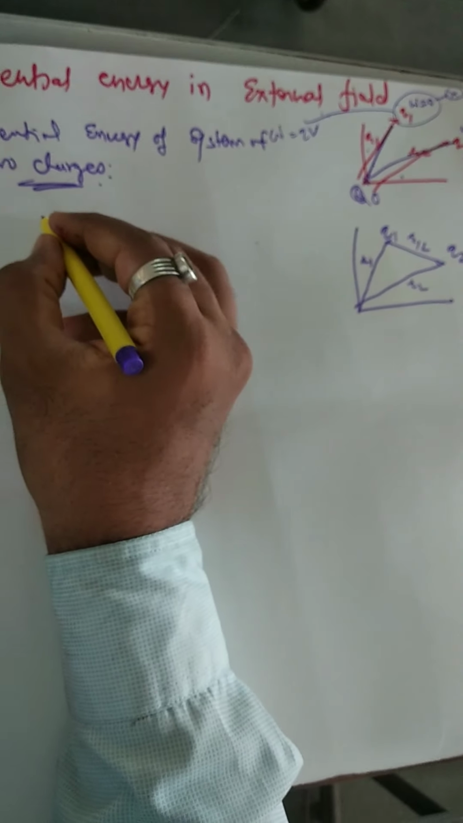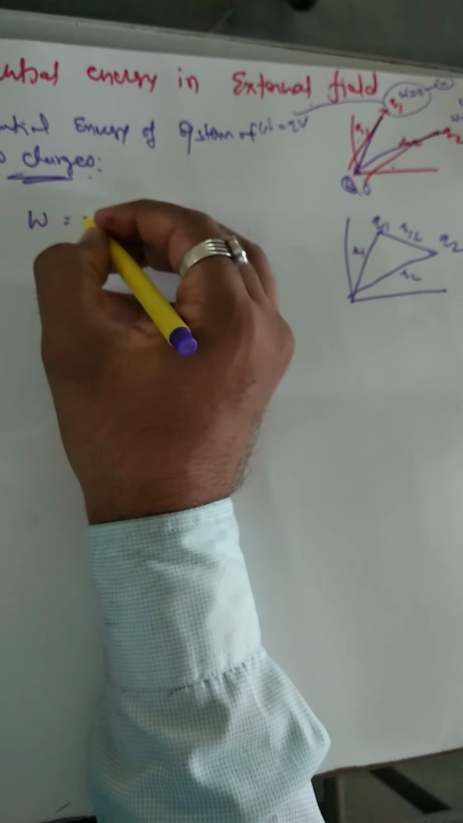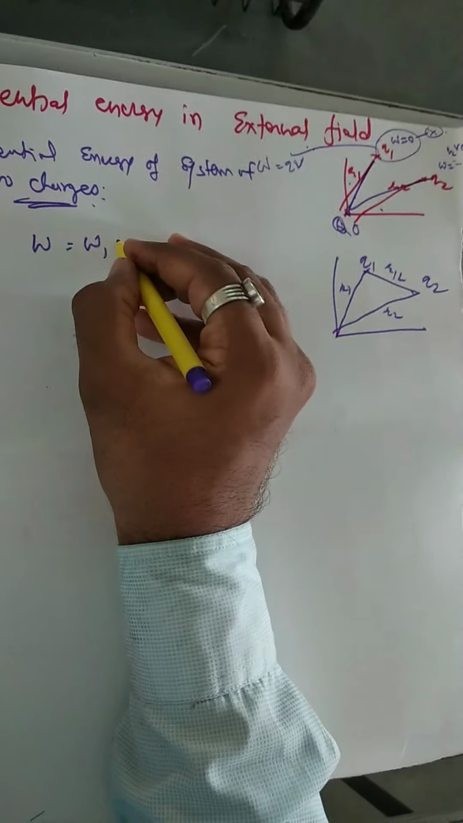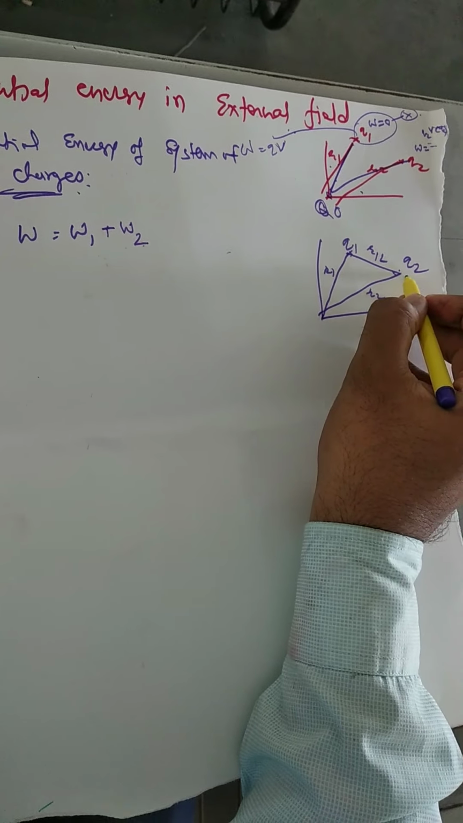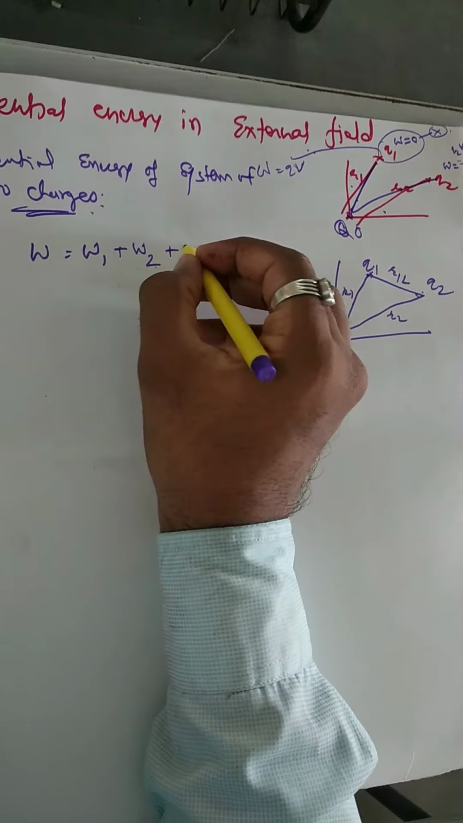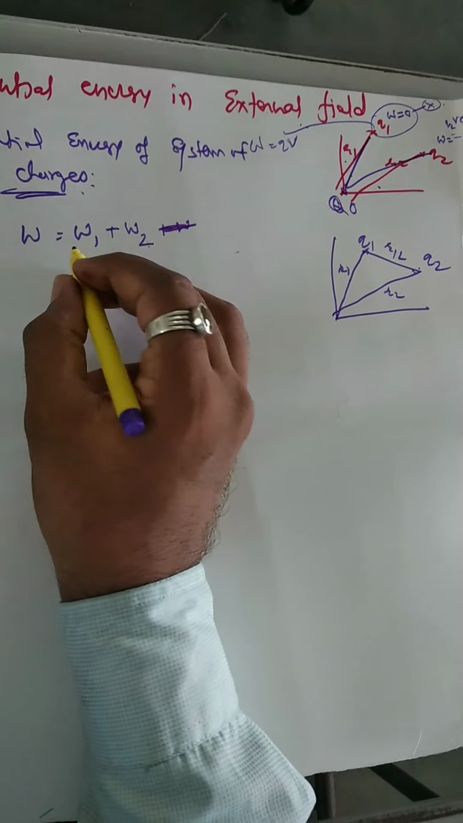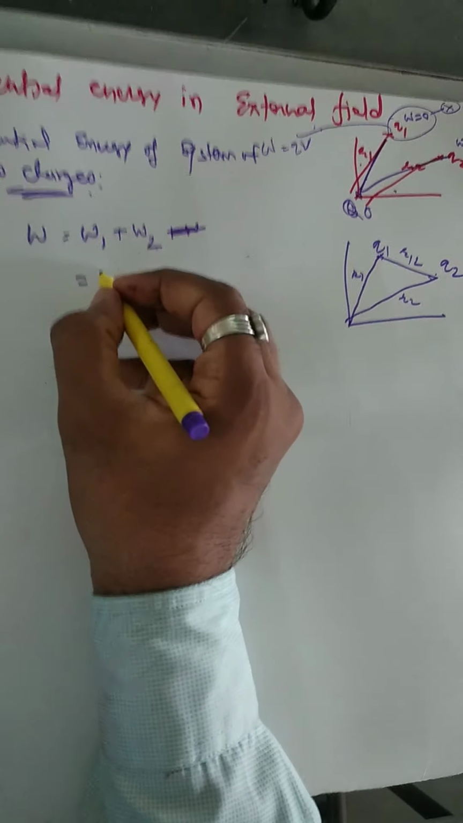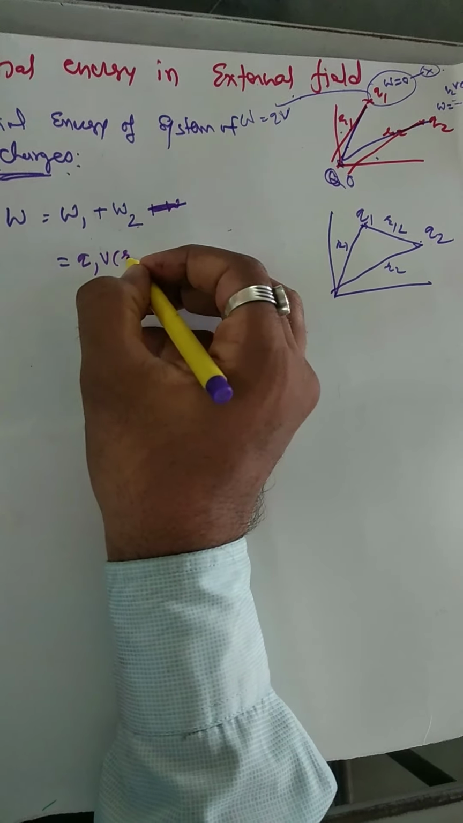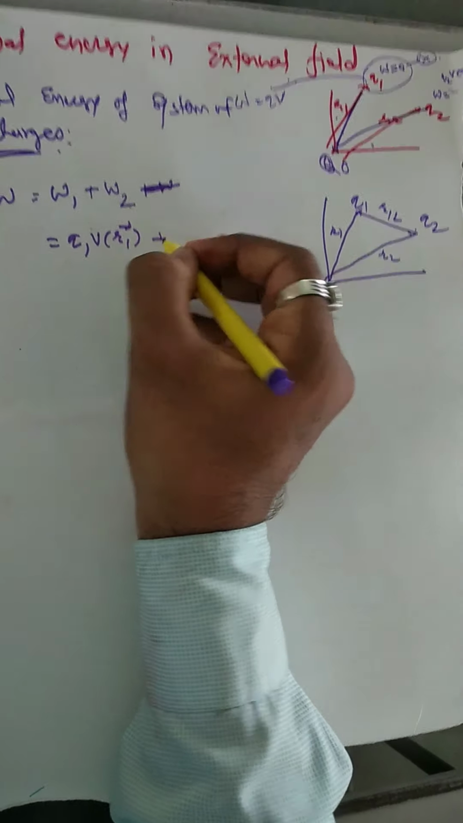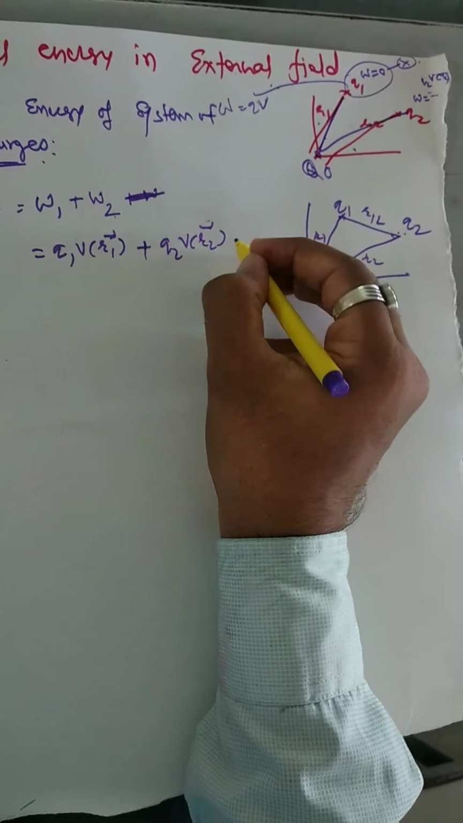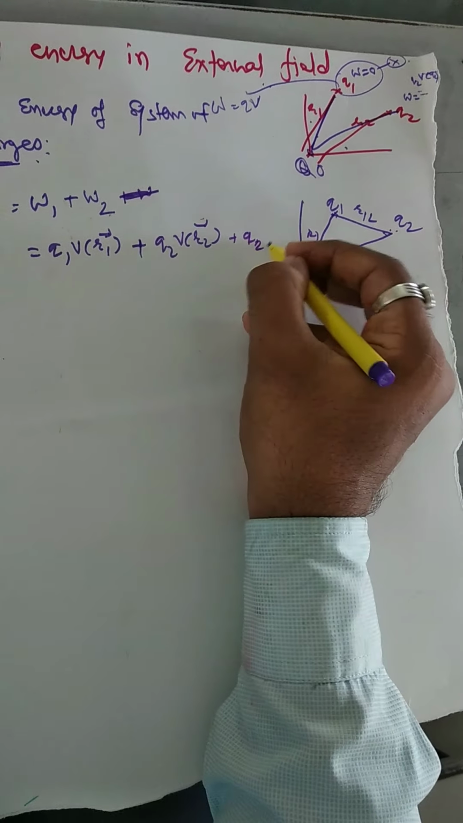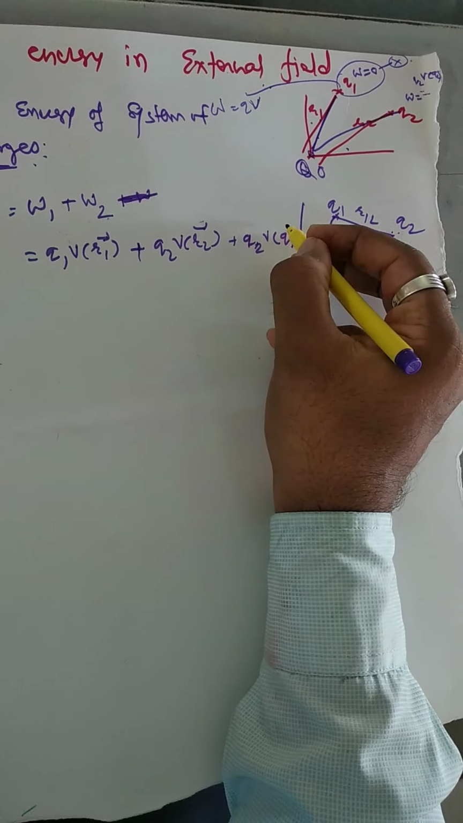In that case, if we have to find the potential energy, the total potential energy is equal to the work done, and that work done is the work done for q1, that is w1, the work done for q2, that is w2, and the work done on q2 because of q1, which will also be considered. So w1 is equal to q1 into the electrostatic potential because of r1, plus q2 into the electrostatic potential because of r2, and third, q2 into the electrostatic potential because of q1.